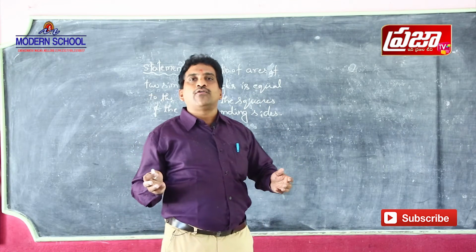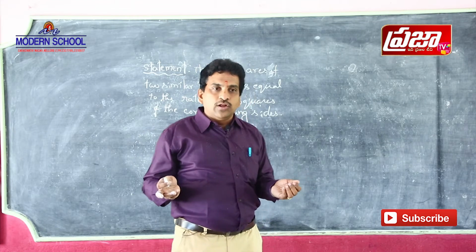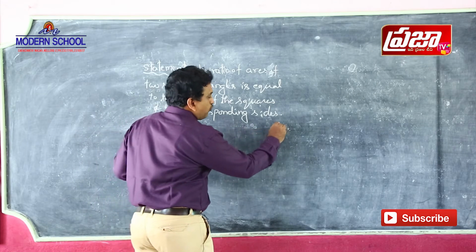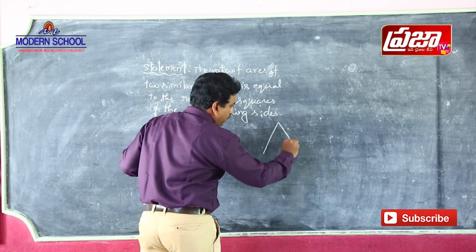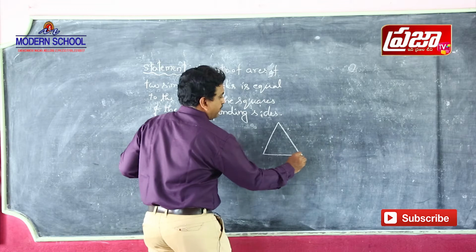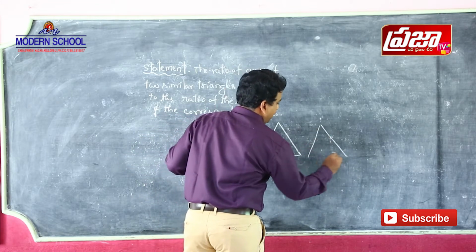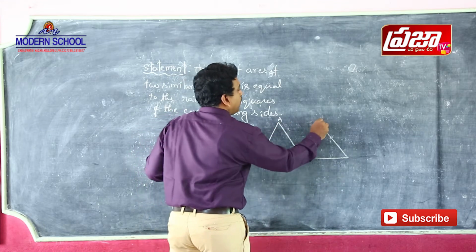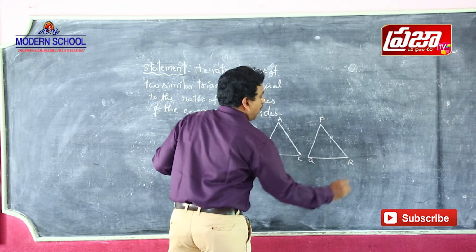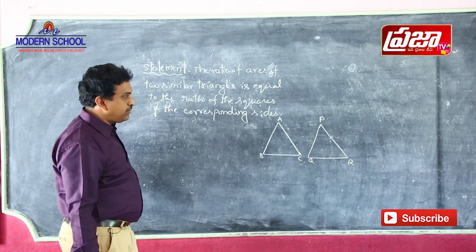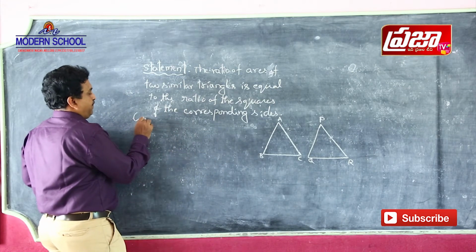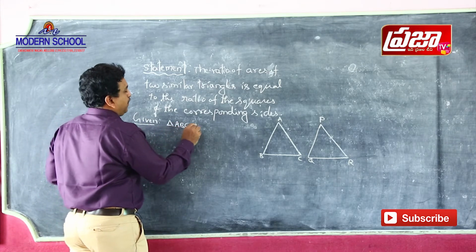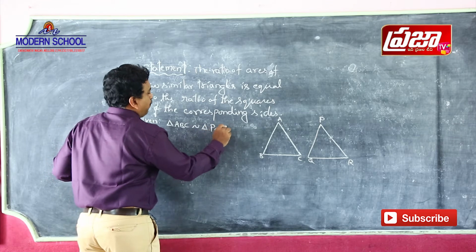So while drawing the figure, you have to take two triangles which are similar to each other. I am going to draw the figure. Take two triangles as ABC and PQR. ABC and PQR are the two triangles which are similar to each other. Triangle ABC is similar to triangle PQR.